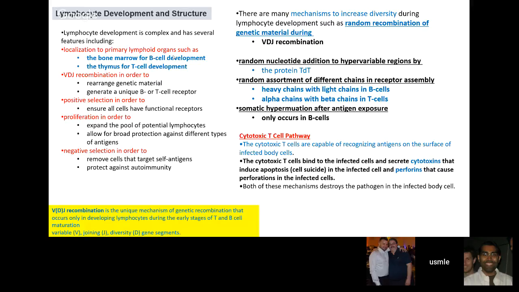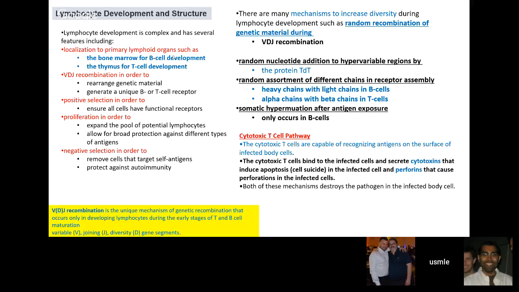So what is going to be changing here? And this, know it for your tests. Many questions about it. The random nucleotide addition to hypervariable region. And that is representing the protein TdT. You're going to have the different chains of the receptor, and that is the heavy chain with the light chain in the B cells, and in the T cells, you're going to have alpha chain and beta chain. Remember that as well. Especially the heavy chain, light chain.